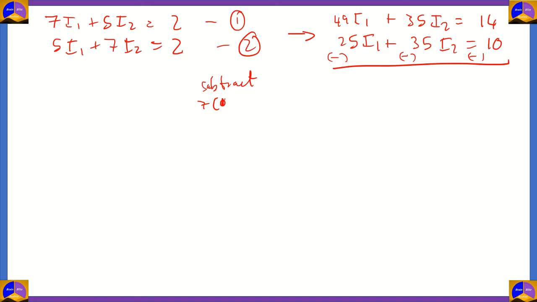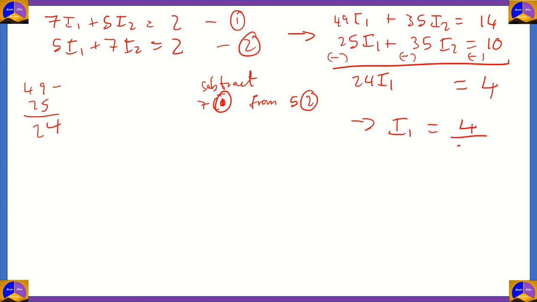So we have to subtract 5 times equation 2 from 7 times equation 1. So 49 minus 25, that is 24. So you have 24I1, 35 and 35 cancel each other out, so that's 0, and 14 minus 10 gives you 4. So 24I1 is equal to 4, so therefore I1 equals 4 divided by 24. 4 goes into 24 6 times, so therefore I1 equals 1 by 6.